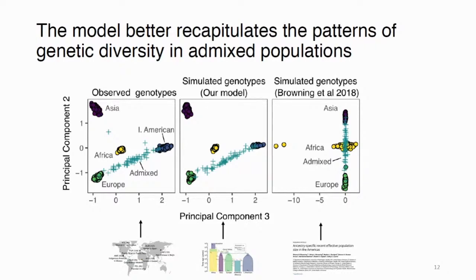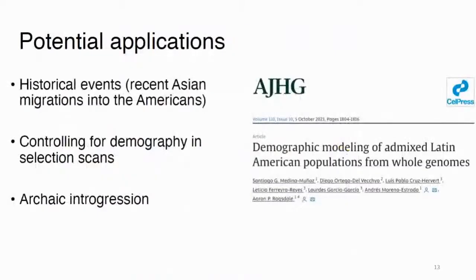Here in the middle, we have the simulation from our model, and we can see that it mirrors the observed data. And this is the Brownian model that I showed you in the beginning. We can see that this model, because it didn't have the Native American component, doesn't capture the variation in the Native American ancestry, which is very important for the Latin American populations.